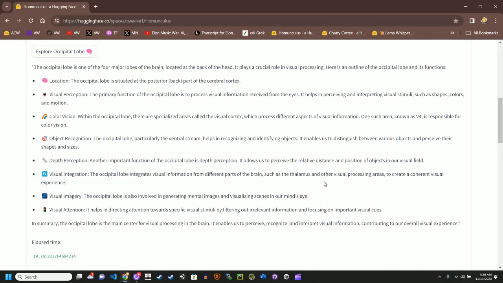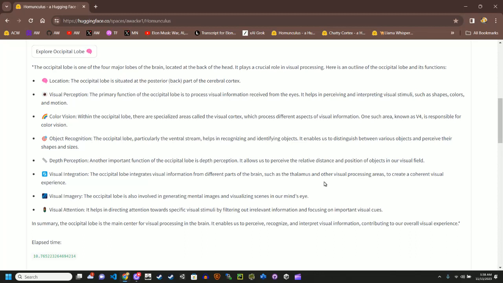Depth perception: another important function of the occipital lobe is depth perception. It allows us to perceive the relative distance and position of objects in our visual field. Visual integration: the occipital lobe integrates visual information from different parts of the brain, such as the thalamus and other visual processing areas, to create a coherent visual experience.